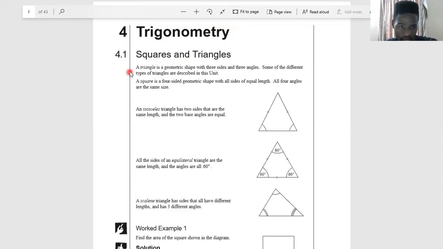So this simplification, the definition I got here for you guys for a triangle, goes as follows. It says a triangle is a geometric shape with three sides and three angles that you already know. Some of the different types of triangles are described in this unit.